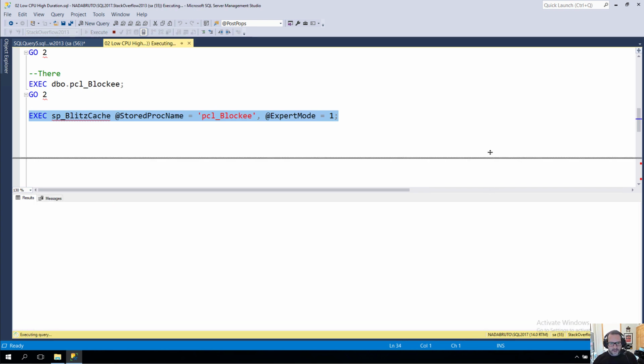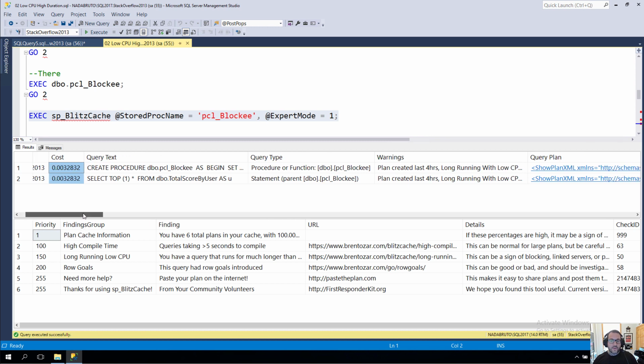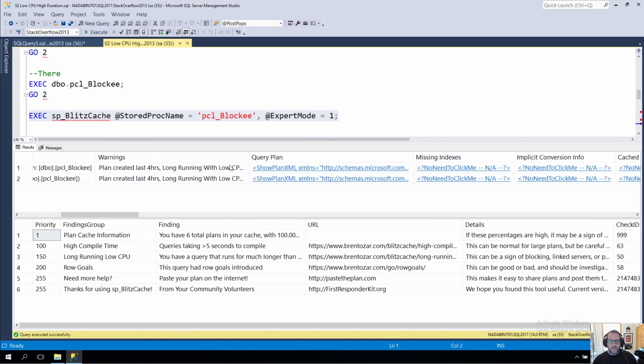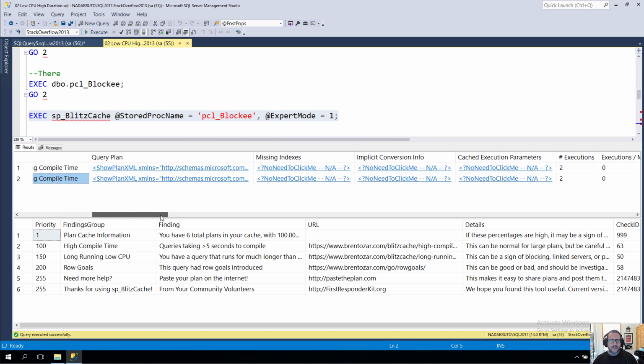F5 on this old diggity dog, a long time ago I wrote a check in here for just that sort of thing. Now this, like in the last video, has nothing to do with operator cost. We don't care about that here. We care about this warning. Well, there's a couple warnings in here that are kind of funny. There's long running with low CPU. That's in both of them. And then there's that long compile time warning, which is sort of interesting, and I'll talk about that in a second.